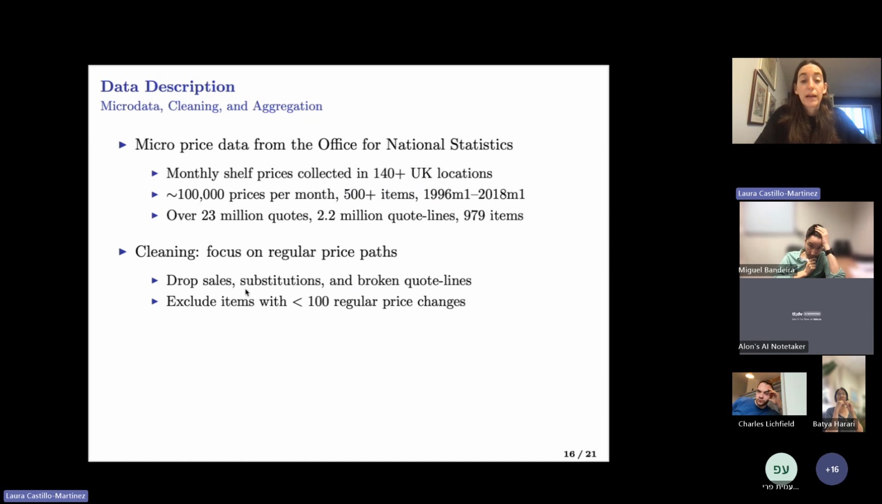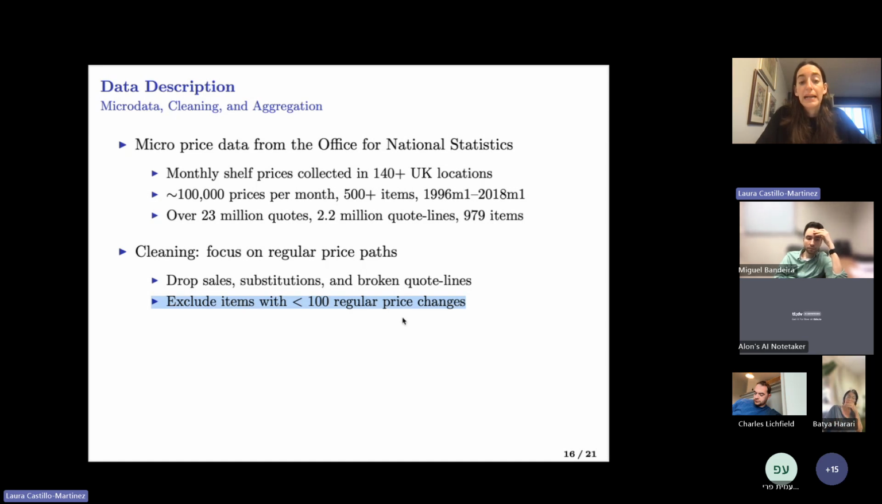We're going to be looking at the regular price path. That means we're going to be cleaning very much in line with other papers that use micro price data. We're going to be dropping sales. We're not going to account for substitutions; we're going to think of that as a new price. One thing that's particular to our cleaning procedure is that we need to work with quote lines that don't have missing observations, because it's very important for the filtering that you have continuity. So whenever there is a missing observation, we're just going to break the quote line and think of them as two independent quote lines, so we can keep on doing the algorithm as presented. Also pretty standard with cleaning procedures in this literature.